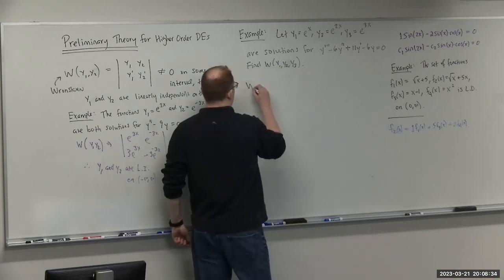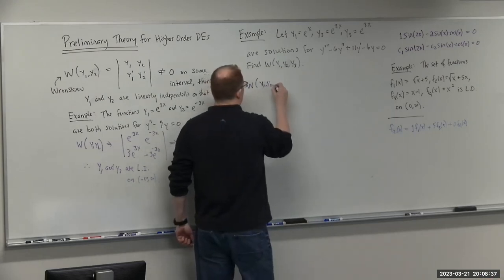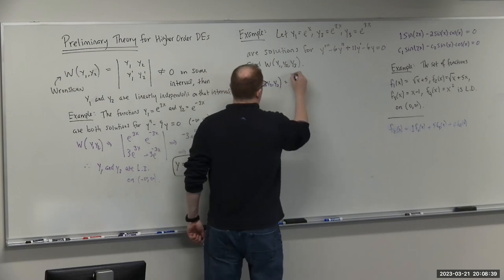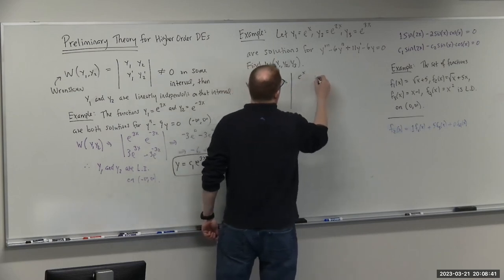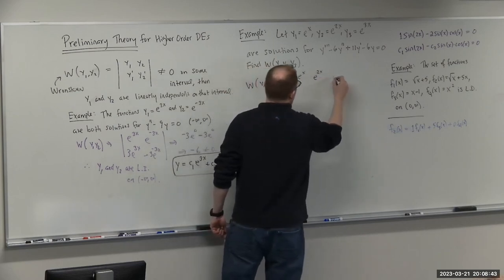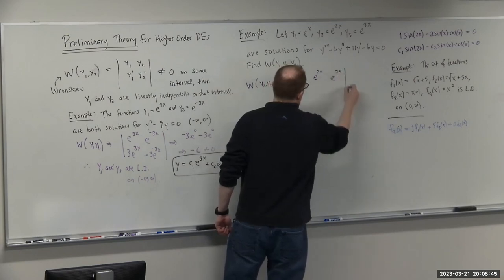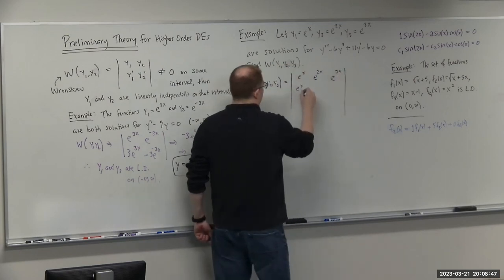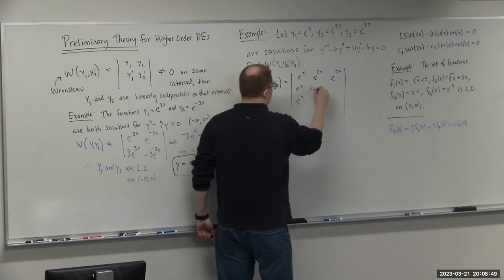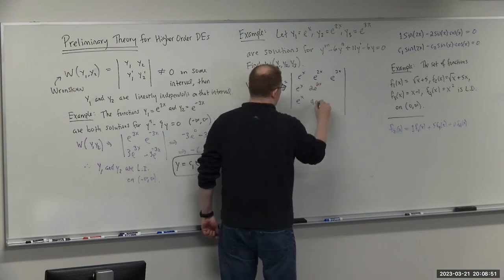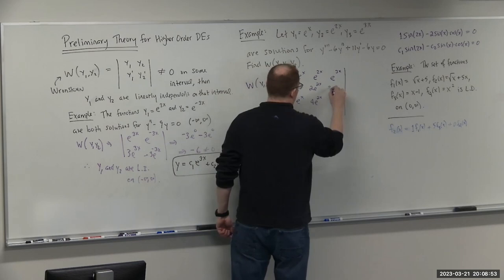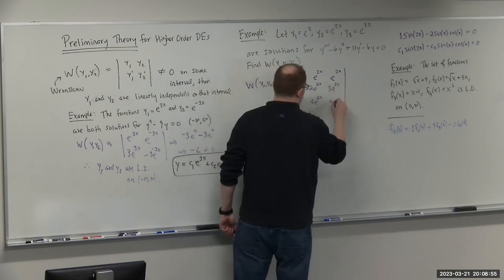All right, so we have 1, 2, 3. And it doesn't matter the order in which you put these. So we have e to the x, taking successive derivatives, 2e to the 2x, this is going to be 4e to the 2x, this will be 3e to the 3x, this is 9e to the 3x.